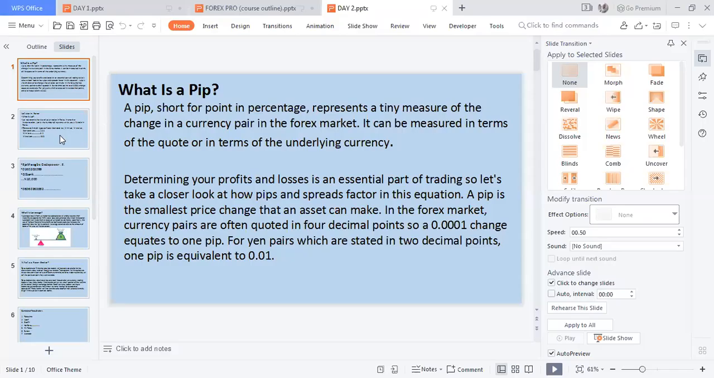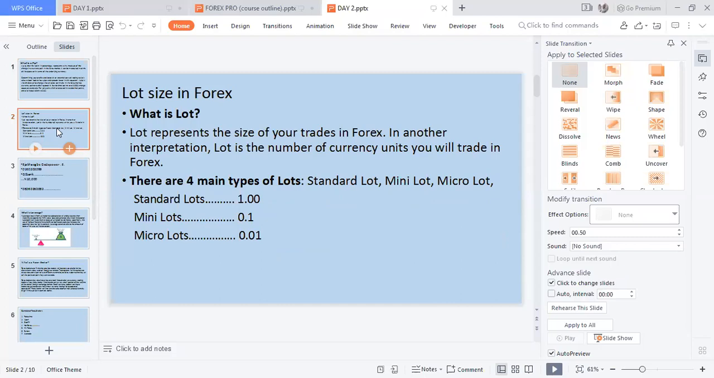So from here, the next one I like to talk about is leverage or lot size. Lot size represents the size of your trade in Forex. Another interpretation, lot is the number of currency units you will trade in Forex. There are actually 4 types of lots, but I like dealing with 3 types, and they are standard lots, mini lots, micro lots, and nano lots.